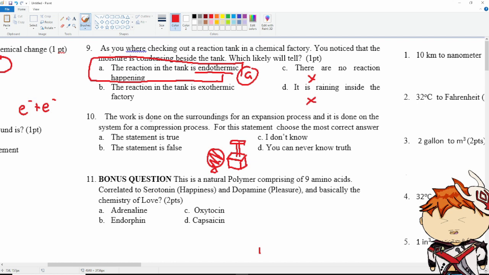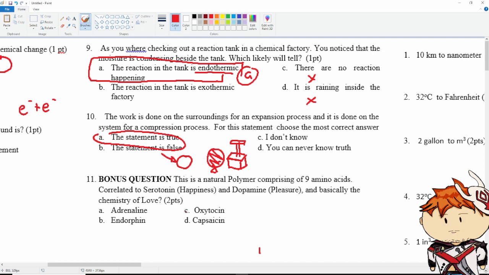And it is done on the system for a compression process. If you squeeze a balloon or a ball, there's work being done on the ball. So the statement is true.